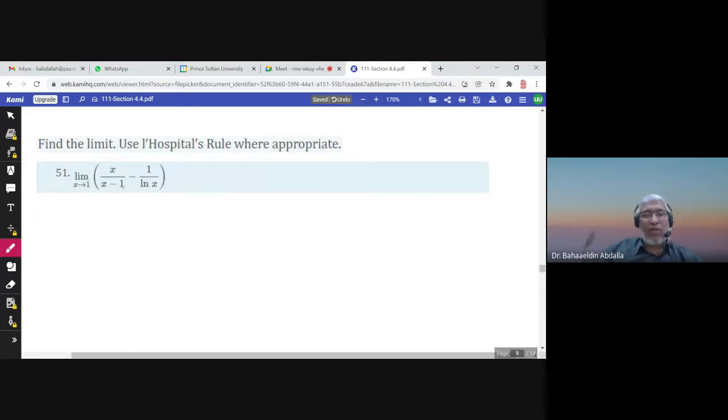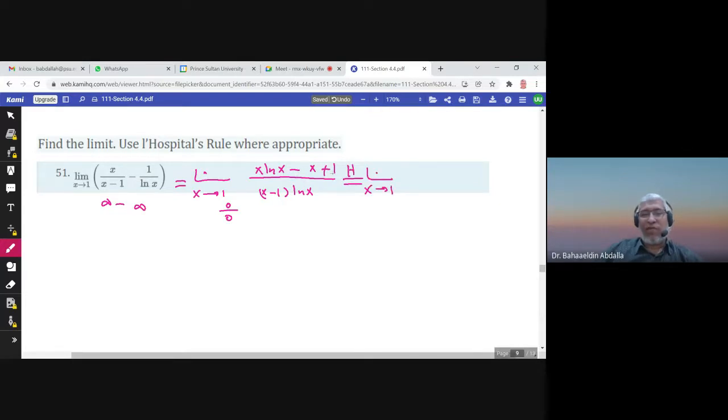Next example: 1 minus 1 is 0, 1 over 0 is infinity, ln 1 is 0, 1 over 0 is infinity. What to do? You add the two fractions. x ln x minus x plus 1, because minus x minus 1 would be minus x plus 1. Replace x by 1: ln 1 is 0, minus 1 plus 1 is 0, so I have 0 over 1 minus 1, 0, so 0 over 0. So I can use L'Hopital's rule.